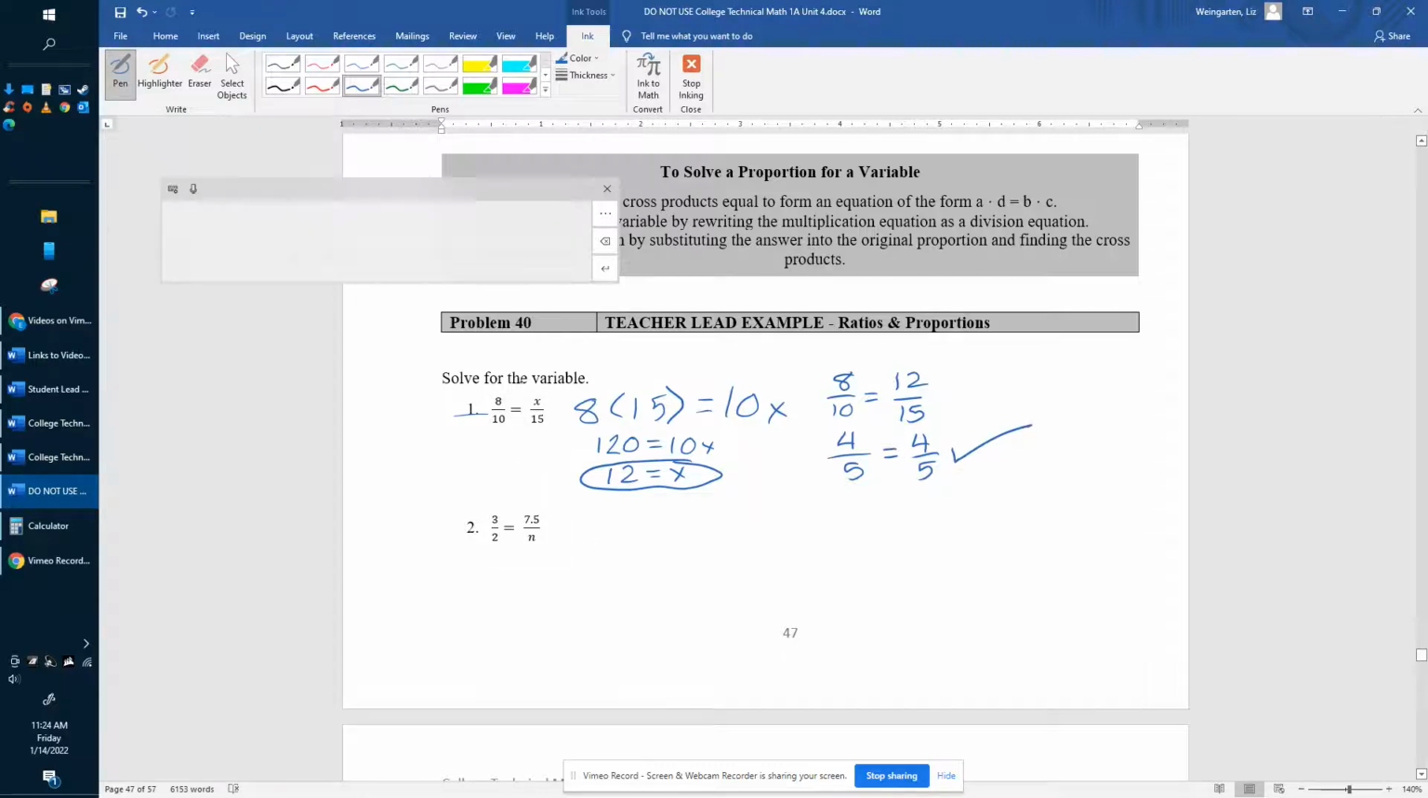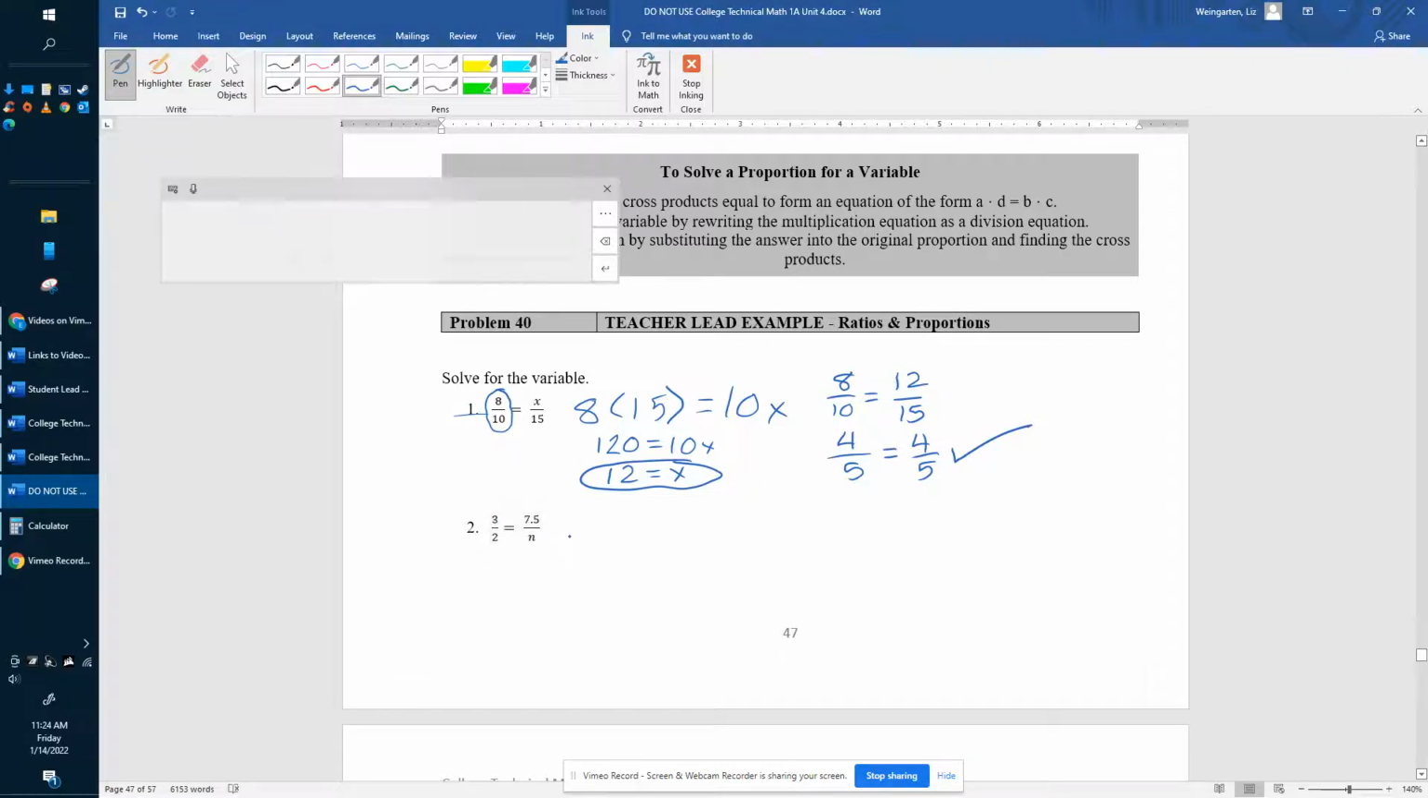Now, if you preferred, you could have simplified this fraction before cross-multiplying. That is completely okay. You would have ended up with much smaller numbers, and it may have been easier to figure out. Let's try this next one.